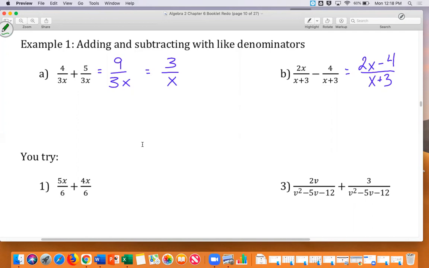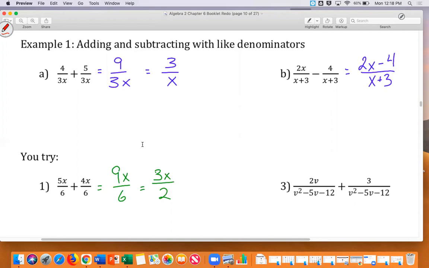Chris, you done? What'd you get for number 1? So you got 9x/6 over 2. So it would simplify to 3x/2. Okay. Notice 3 goes into both 9 and 6. So I do 9 divided by 3 is 3. 6 divided by 3 is 2. All right.